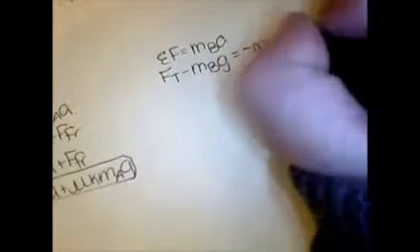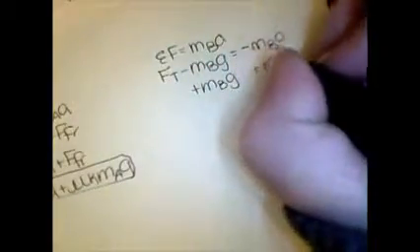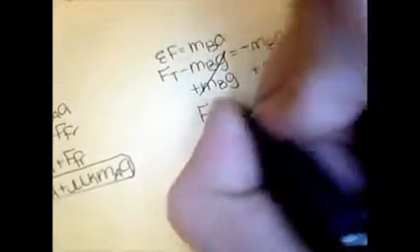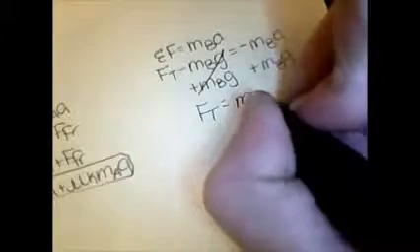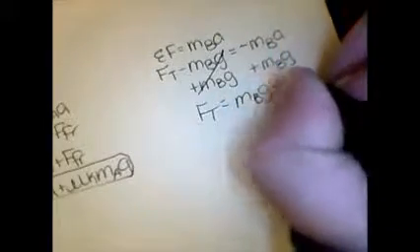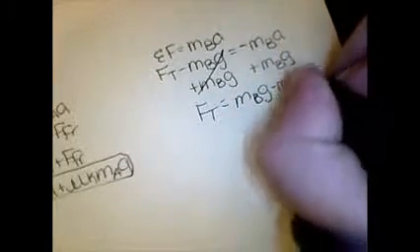And if we look at that box, we have Ft minus mBg equals negative mBa because it's going down in that diagram. So now we're going to add mBg to both sides. And we're going to get Ft equals mBg minus mBa. So now we have them both for tension.